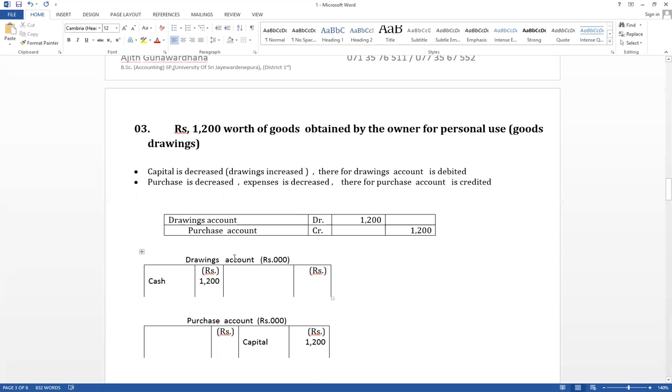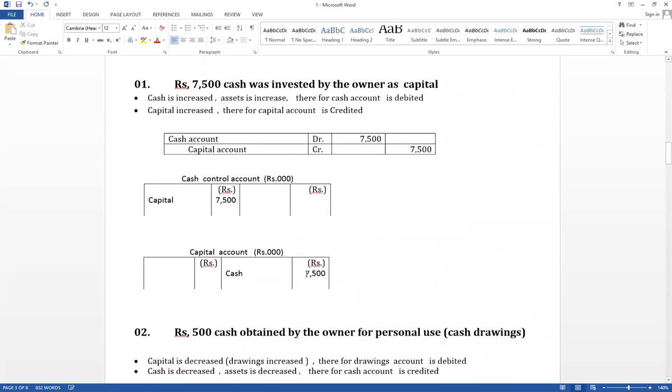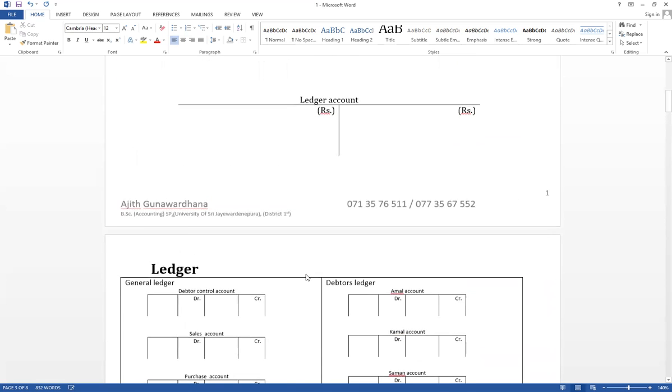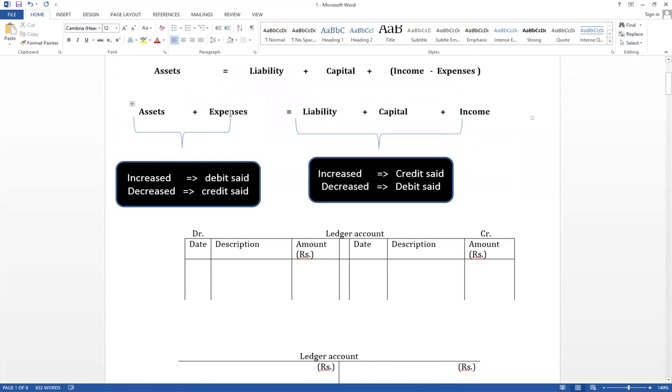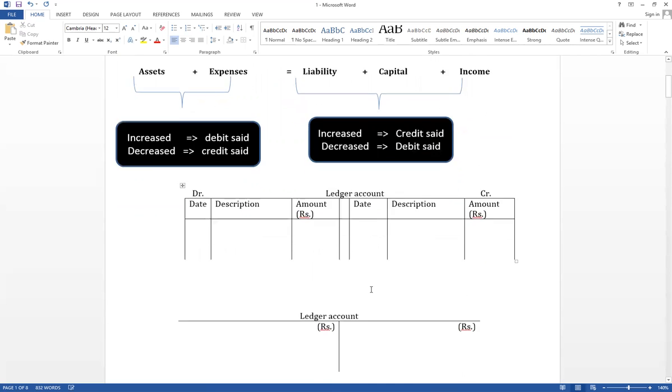Drawings account debit, it is not effect for cash now. Goods drawings effect for purchase. Purchase, then drawings. Think about basic theory. If asset and expense increase should be record debit side. If asset and expense decrease, should be record credit side. This is the thing keep in mind. Liability, capital and income, if those increase, should be record credit side. If those decrease, should be record debit side.